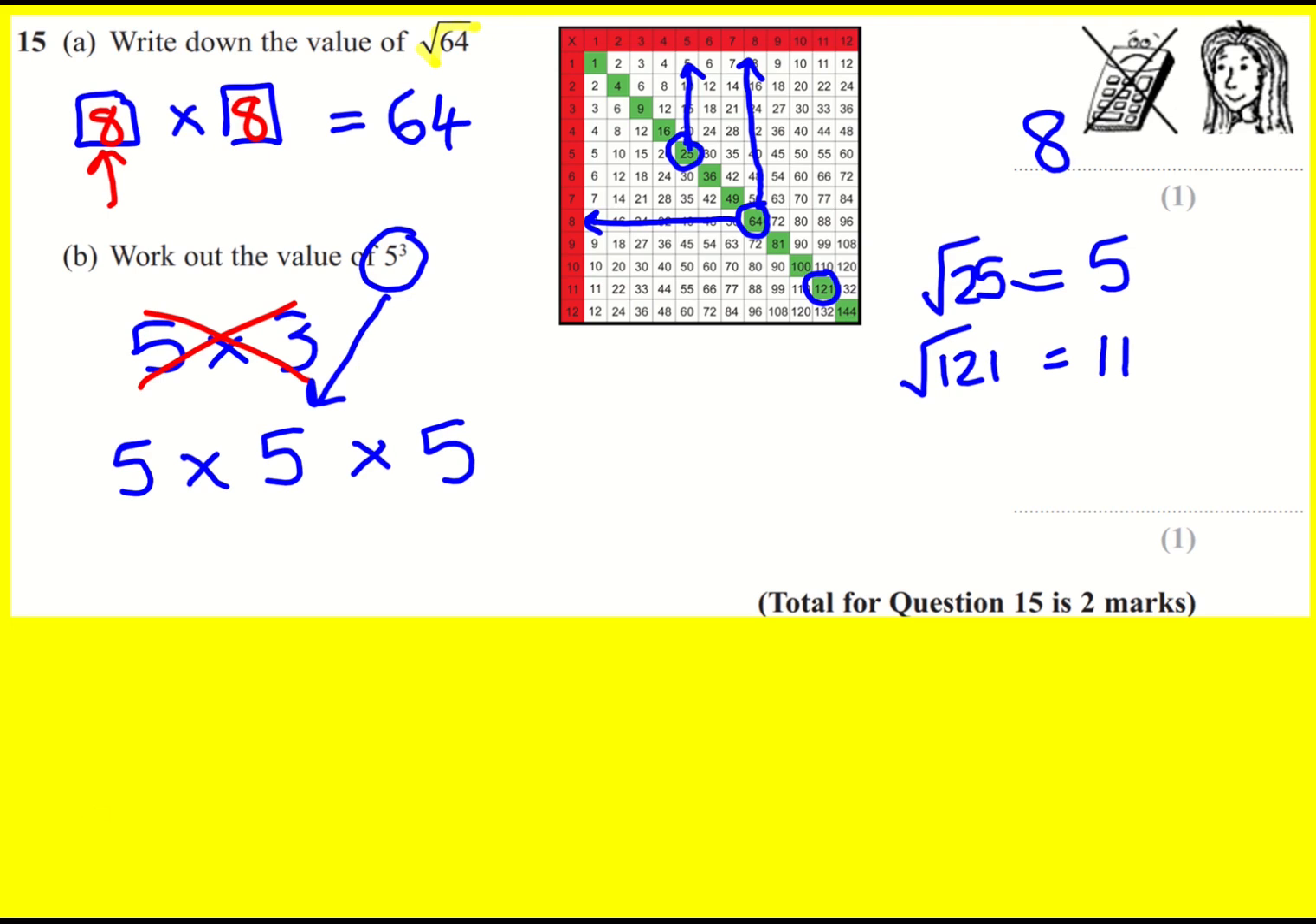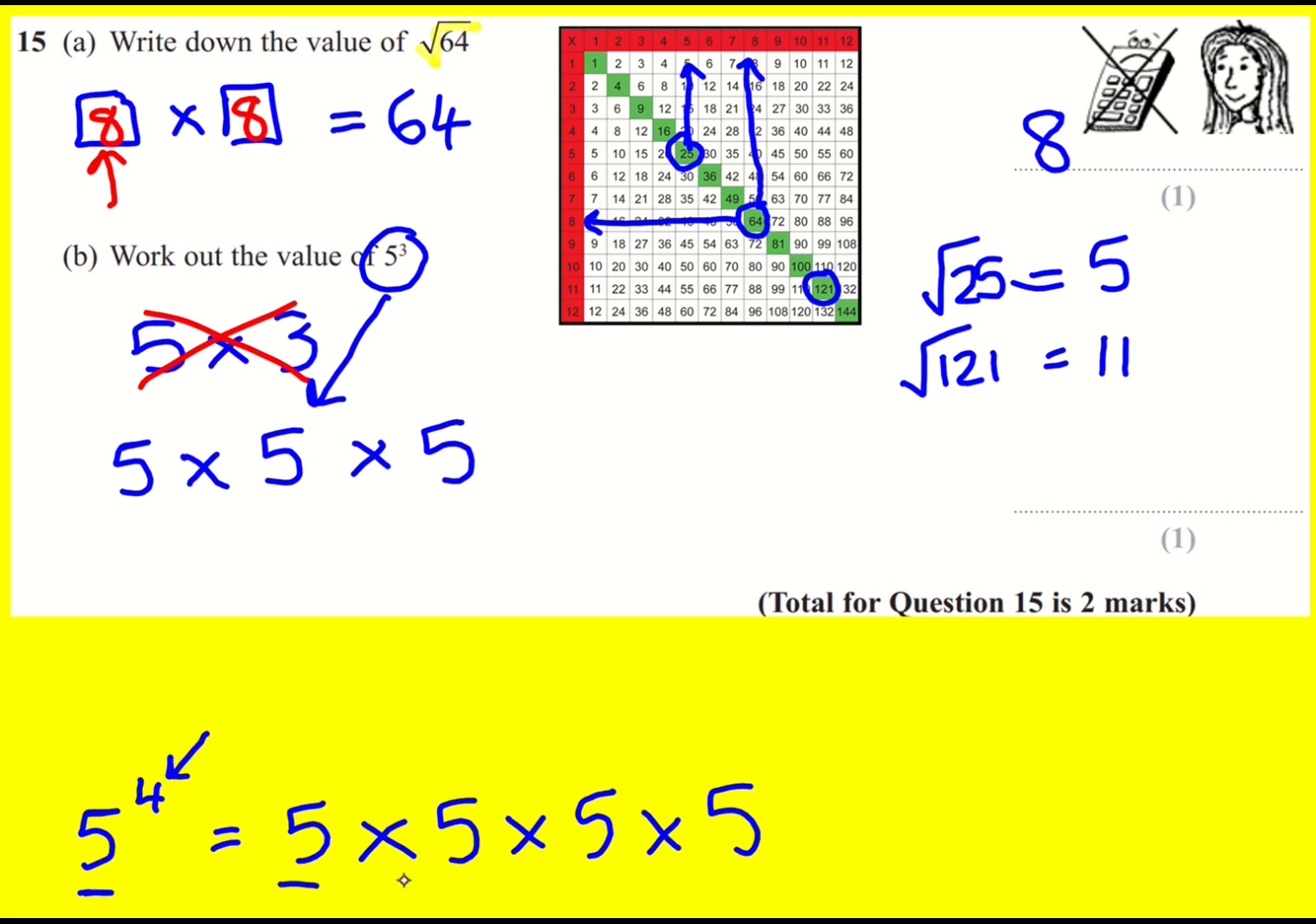Okay, just if you are interested, 5 to the power 4, for example, would be 5 times 5 times 5 times 5. Okay, so you get the idea. It is that number multiplied by itself this number of times. Once, twice, 3 times, 4 times. Okay, but we're only asked to do this today.